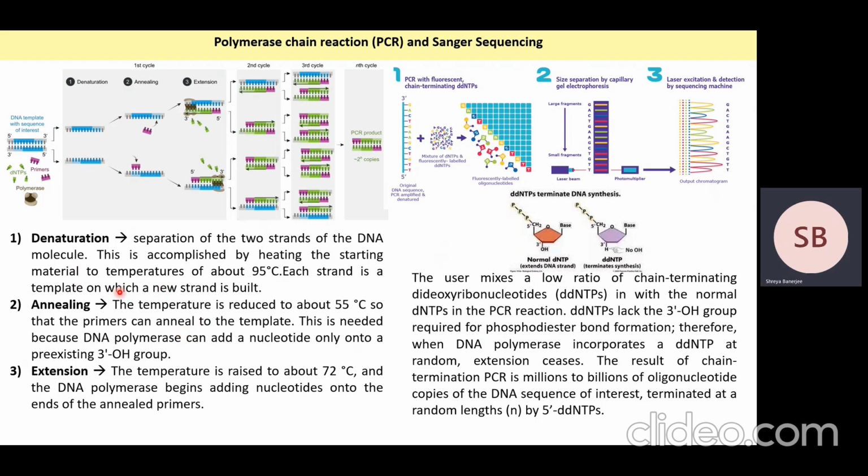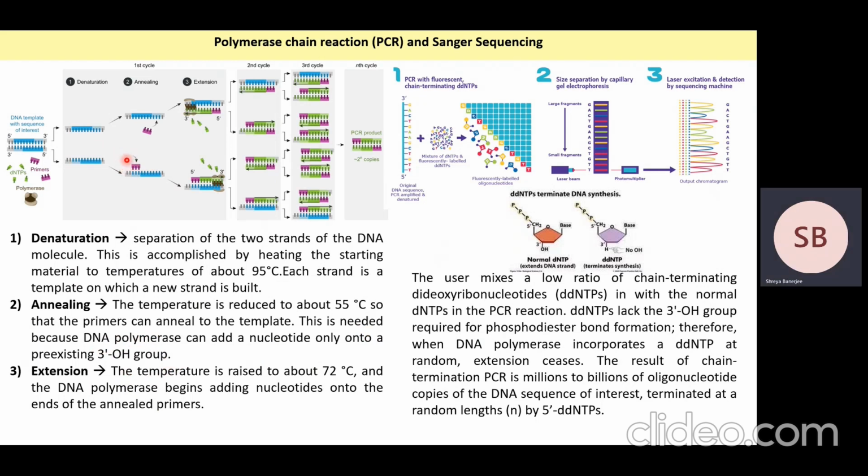So how this happens is that the temperature is reduced, and it is called annealing. The temperature is reduced to around 55 degrees Celsius so that primers can anneal to the template. So primers are small sequences of DNA that attach to the DNA template at the beginning so that it can start off the process of DNA replication. The annealing of the primer is needed because the DNA polymerase can only add a nucleotide when there is an existing 3' OH group. So the initial annealing is needed to give the existing 3' OH.